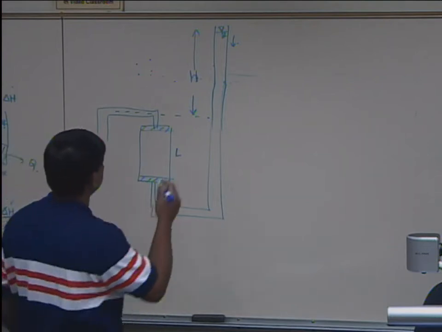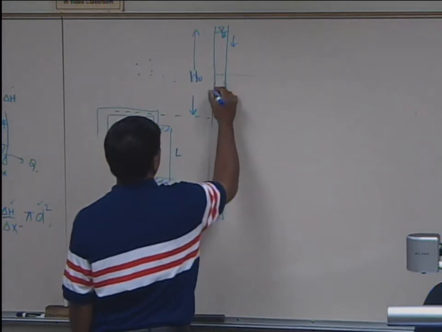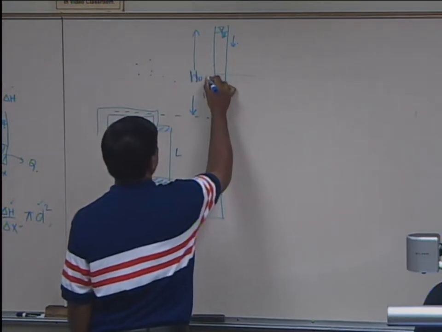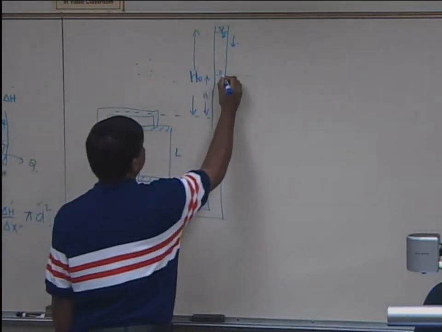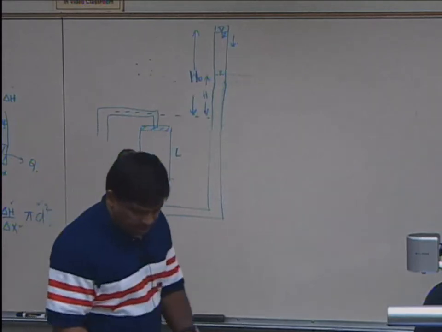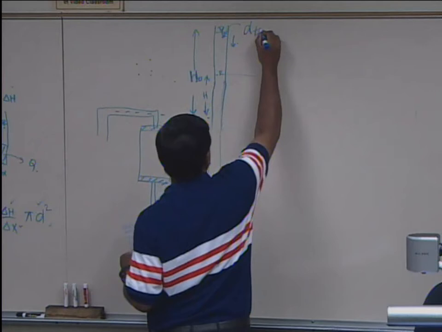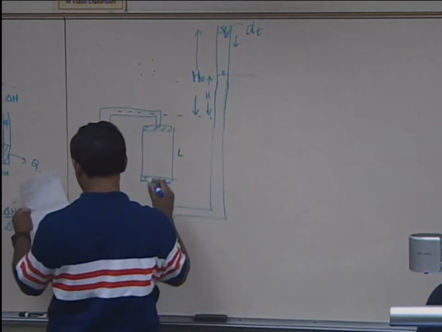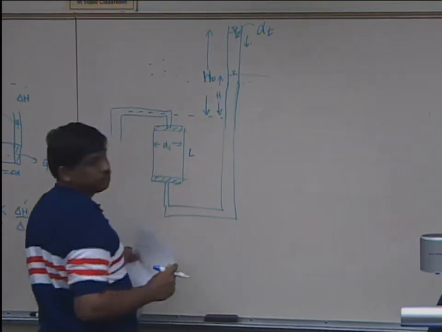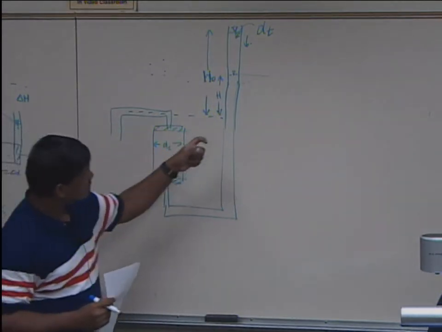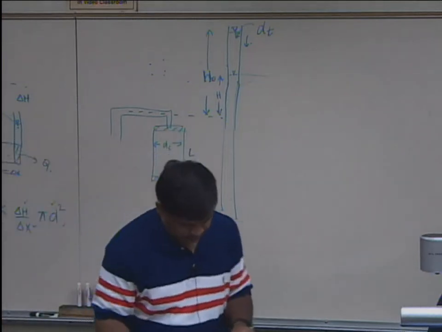Okay. Actually, to start with, this head will be H naught, and then after some time it will come here, so we'll call it H. It's going to keep dropping. The data you record: dt is the diameter of the tube, and dc is the diameter of the column. The idea is you let this head drop.